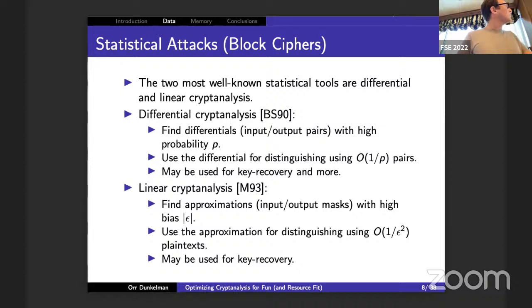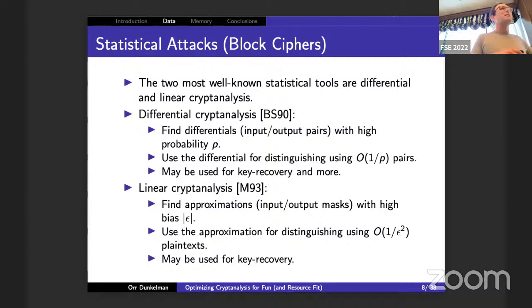So the two most known statistical attacks are differential and linear cryptanalysis. I'm not going to cover them now. We don't have the time, and hopefully everybody knows at least by name what they're doing. Give or take, differential cryptanalysis by Biham and Shamir takes differentials, which are input-output pairs, which are correlated with very high probability. And then you use it for distinguishing using about 1/p pairs. And you can use it for key recovery and some other techniques and other things as well.